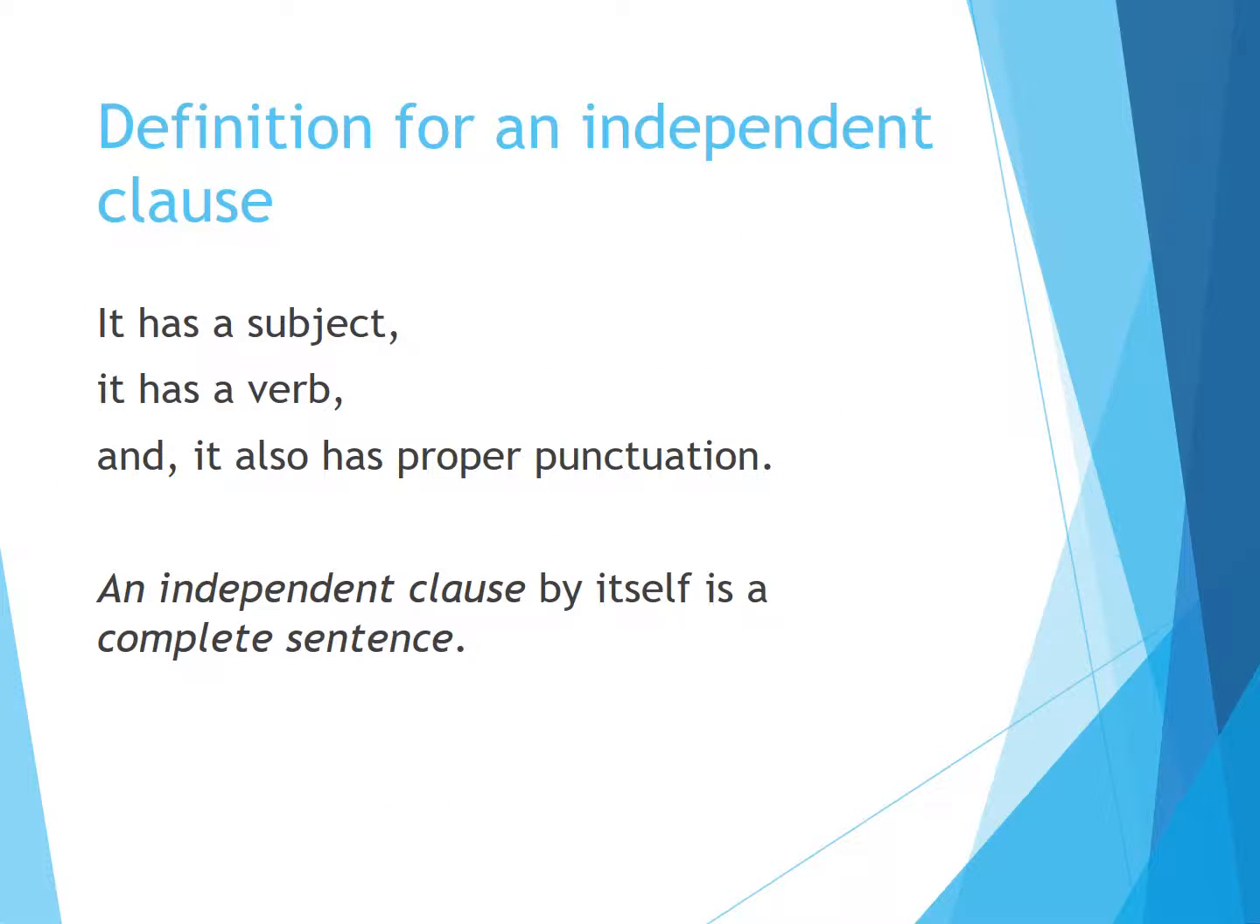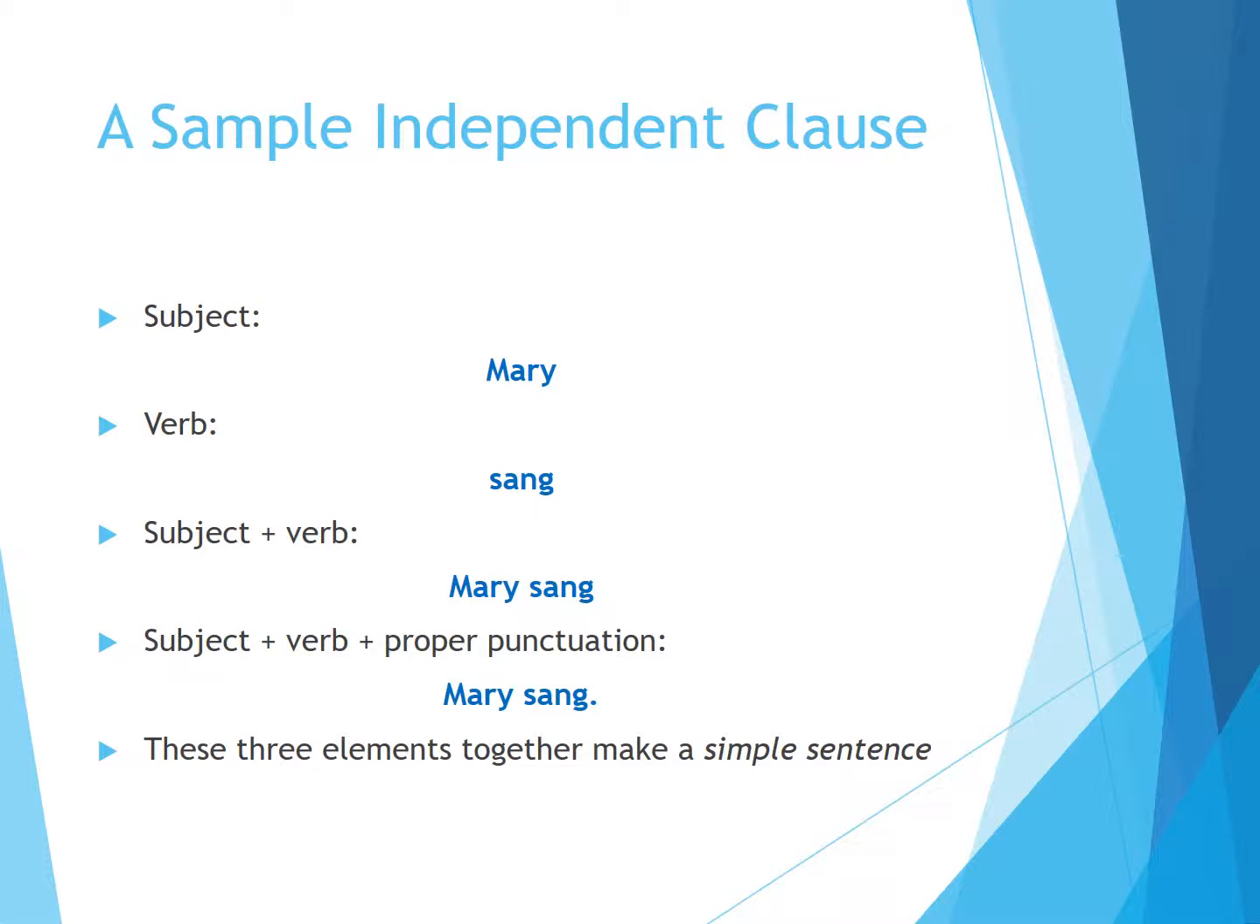First, we'll start off with the definition for an independent clause. An independent clause has a subject, it has a verb, and it also has proper punctuation. An independent clause by itself is a complete sentence. An independent clause, as just mentioned, has a subject, a verb, and it must have proper punctuation.